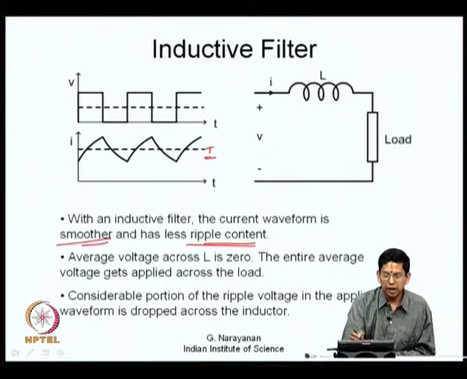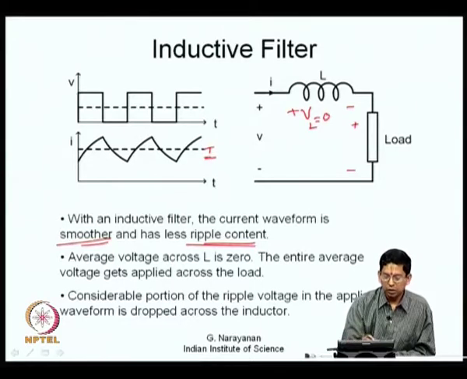So, what happens to the averaged voltage? We are applying a certain averaged voltage here. The average voltage across the inductance is 0. Let me write it as capital VL, that is the averaged voltage across the inductance, that is 0. So, when I view it over a switching cycle, the average value is 0, and so the entire average voltage gets applied across the load.